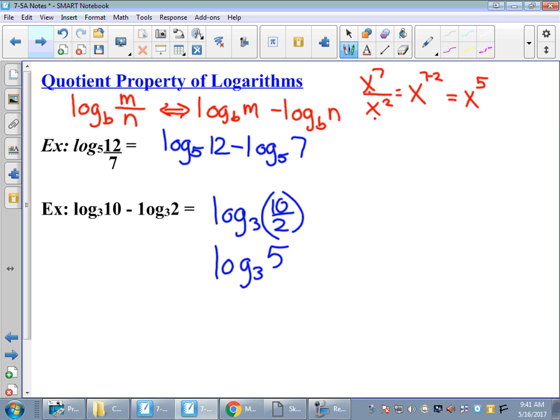Now this one's kind of flip-flopped. We're actually going to concentrate on this today and this tomorrow, condensing tomorrow when we solve. So the top one we're going to be using today.